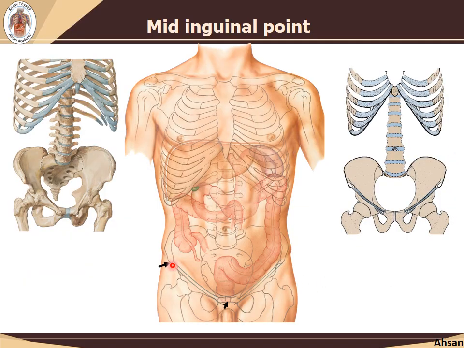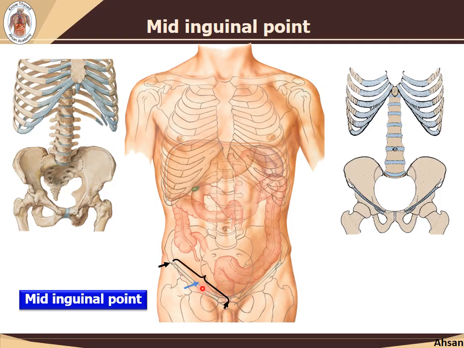You see, this is the anterior superior iliac spine and this is the upper end of the symphysis pubis. Now if we connect this by a line and identify the midpoint, this is the mid-inguinal point. But you see, this is the anterior superior iliac spine and this is the pubic tubercle. Between these two, one band is remaining. This is the inguinal ligament. So it is shorter than this line. So the midpoint of the inguinal ligament is a bit lateral to this mid-inguinal point.